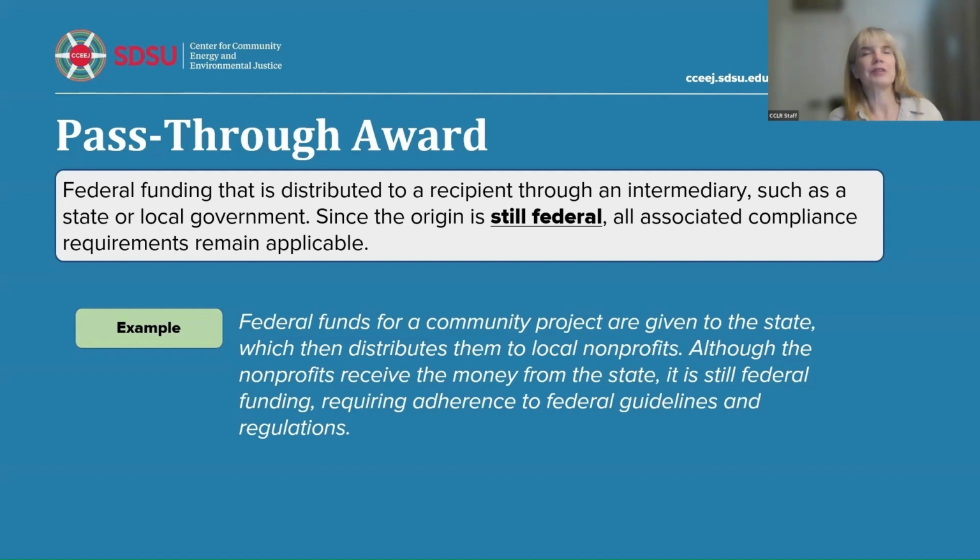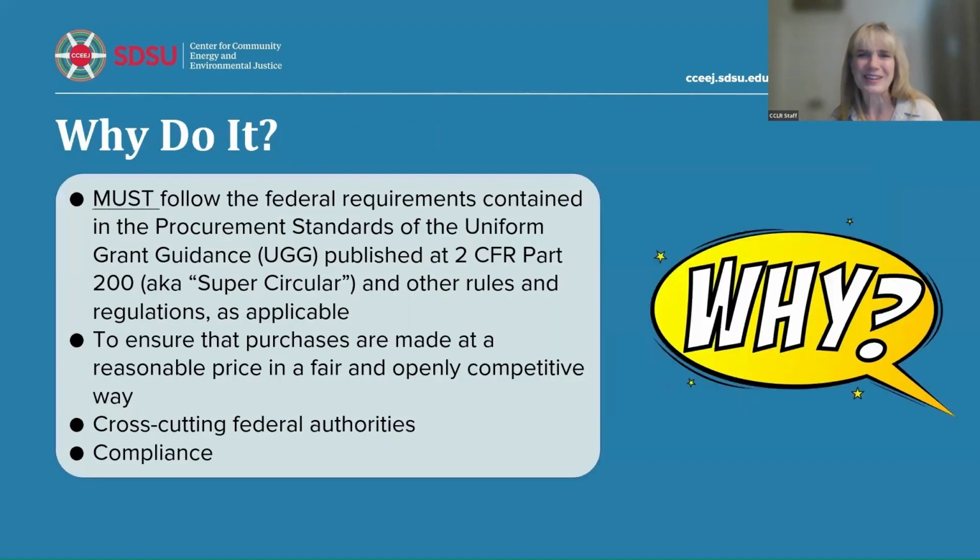So let's just back up a little. One of my favorite things to do with funding or projects, as a strategic planner myself, is ask: why do it, right? Procurement is a must with federal funding, okay? There are federal requirements contained in the procurement standards of the Uniform Grant Guidance, or UG, published at 2 CFR Part 200, or as we know it, the Super Circular, and other rules and regulations, okay? You have to do it. You have to follow UG. It's kind of an appropriate acronym.